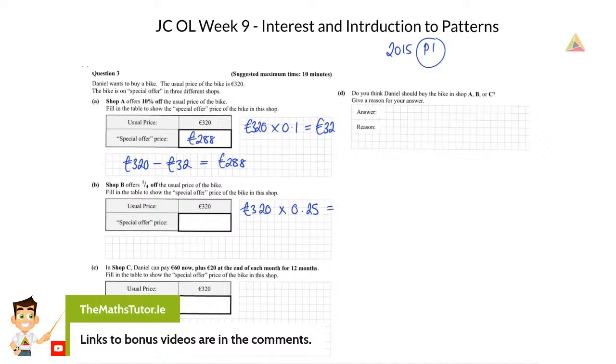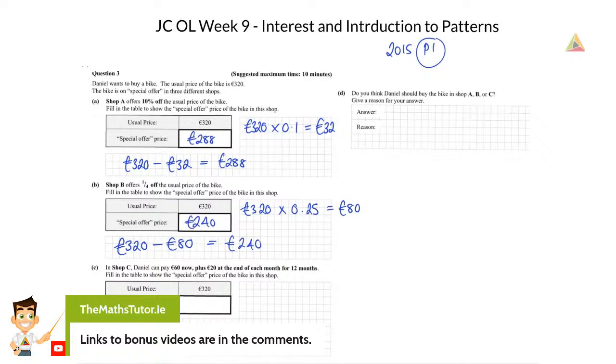So if we multiply 320 by 0.25, you get €80. So this means that Daniel is getting €80 off. So it's going to be €320 minus 80. When you put that into the calculator, you get €240. So that's the special offer price here, €240.